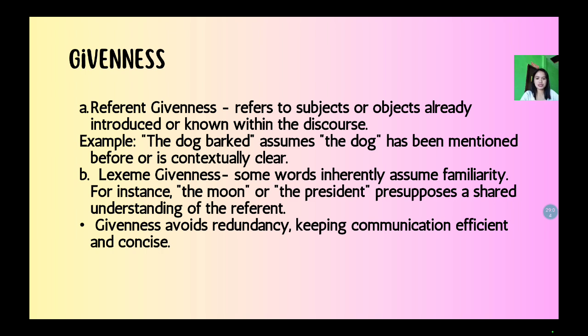Referent givenness refers to a subject or object already introduced or known within the discourse. For example, "the dog barked" assumes that the dog has been mentioned before or is contextually clear.